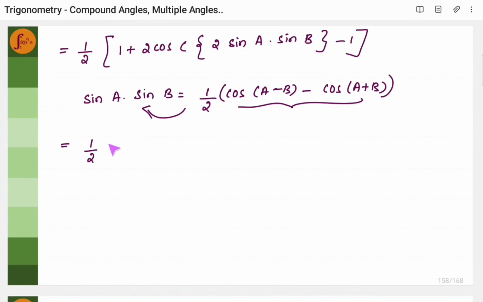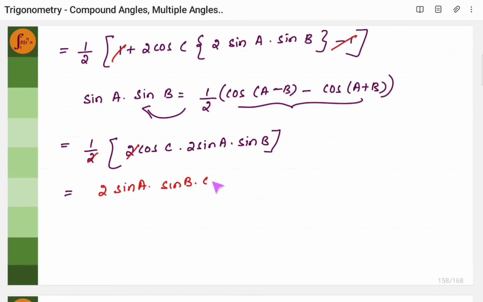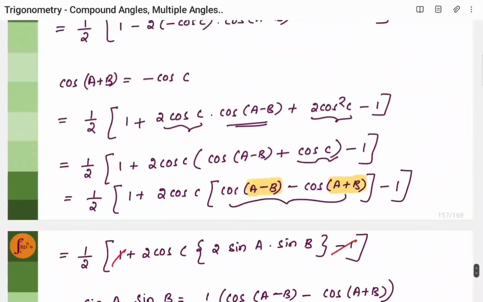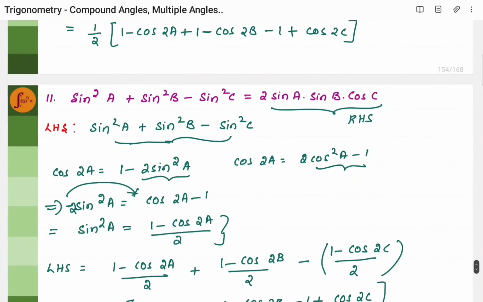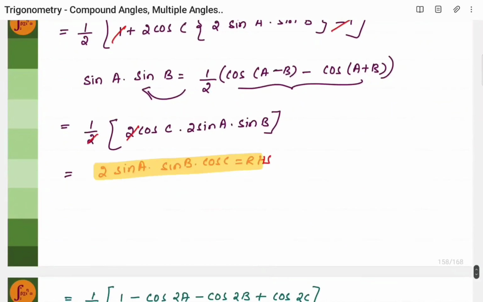So let's simplify. Half, 1 and minus 1 will get cancelled. So we'll be left with 2 cos C into 2 sin A into sin B. Again, 2 and 2 will get cancelled. So I'll get 2 sin A into sin B into cos C. This is equal to RHS. Let's verify. Sin A sin B cos C and 2. So we've got the RHS. So we've proven this.